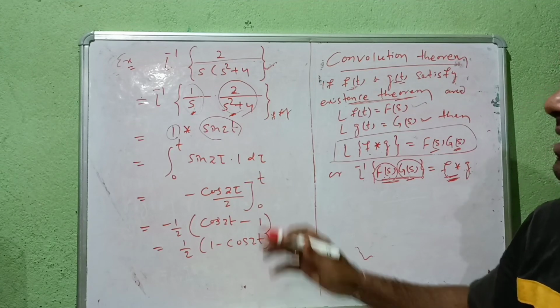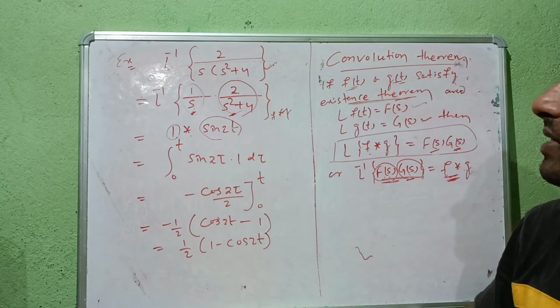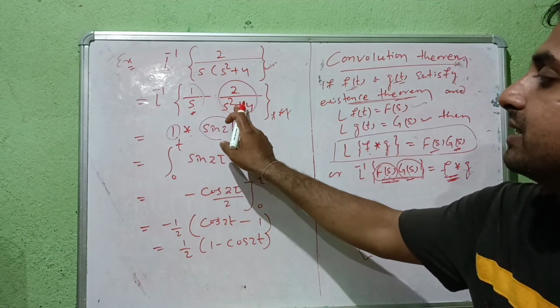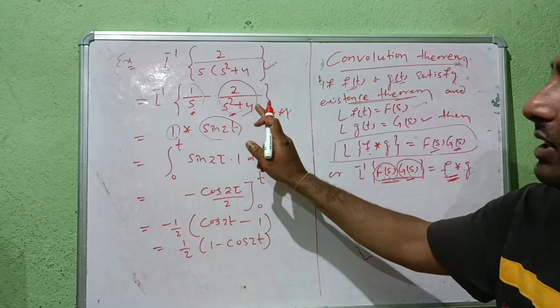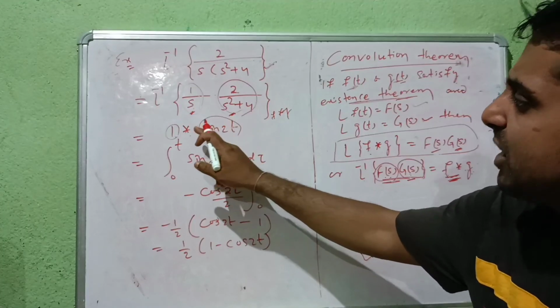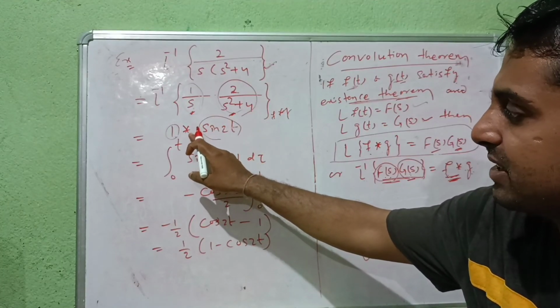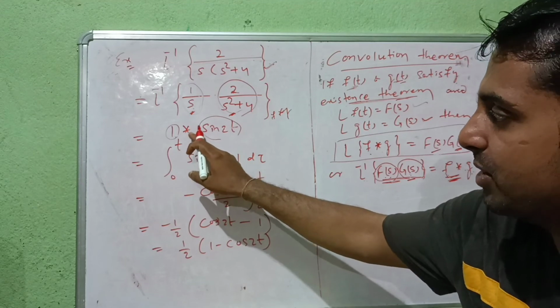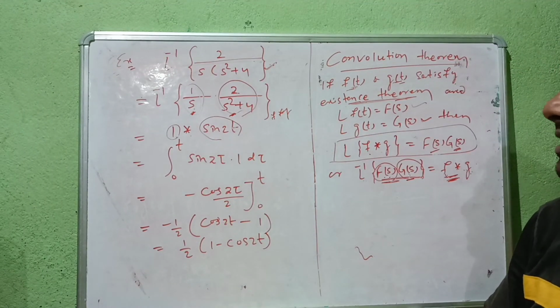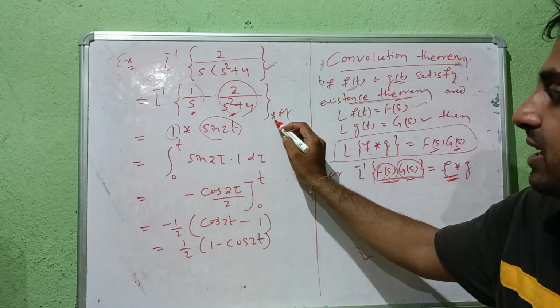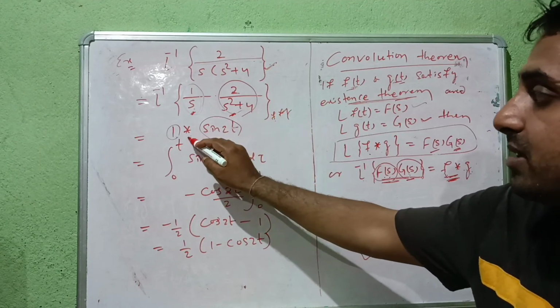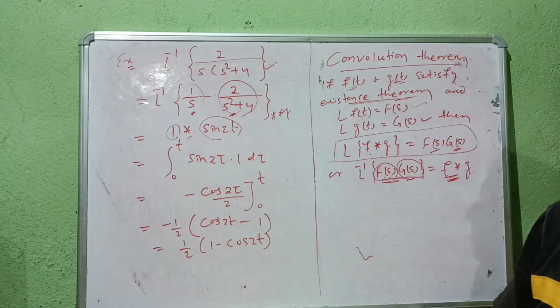Often students make the mistake of thinking the Laplace inverse of this into this is the inverse of this and the inverse of that. No. This is not a multiplication. This is convolution. Just note it, seriously note it. This is 1 star sine 2t. After the inverse, just find its convolution. Otherwise, it will be wrong.